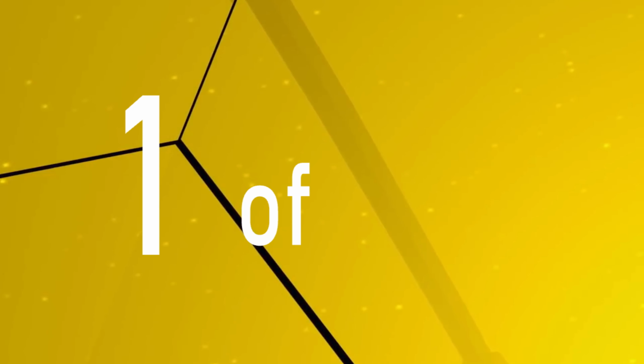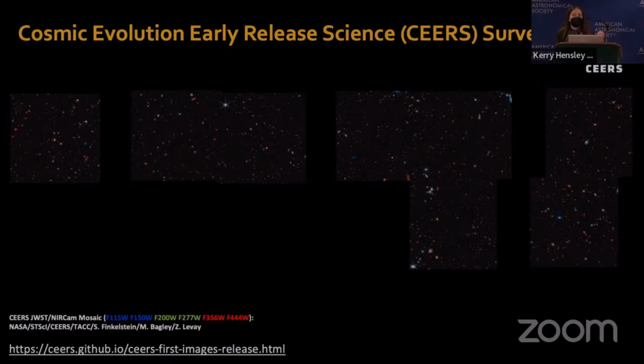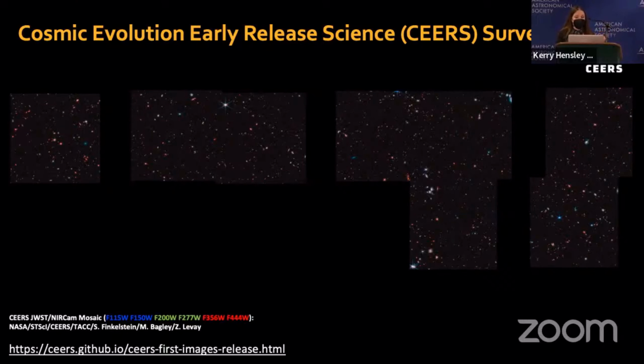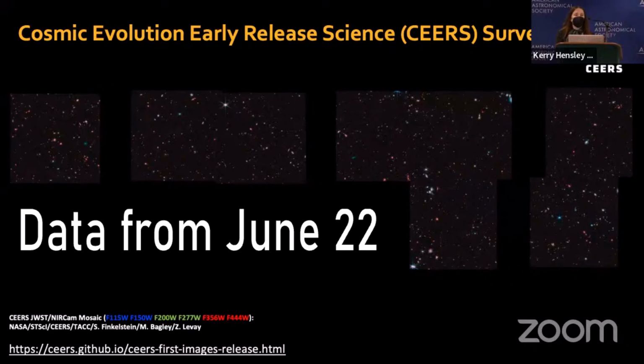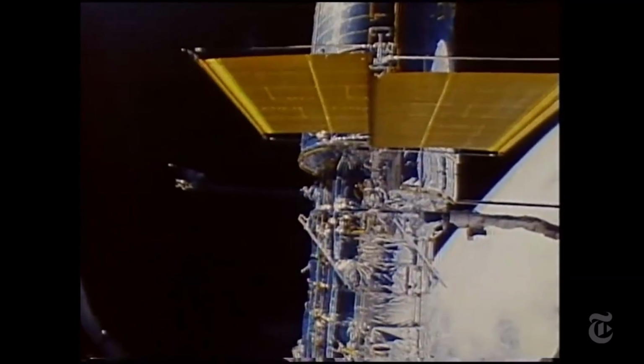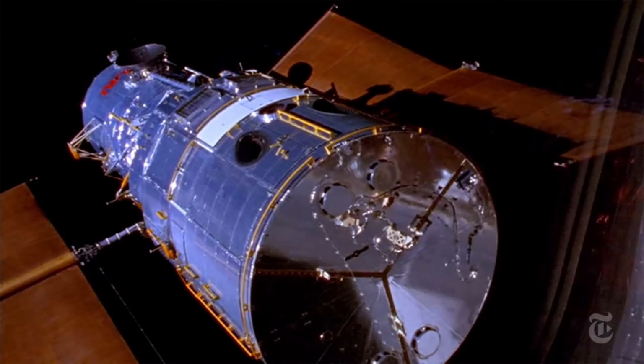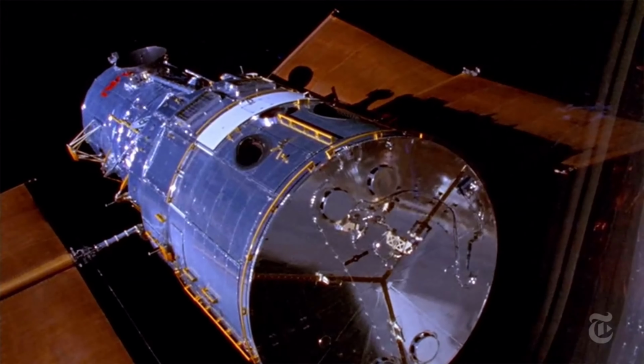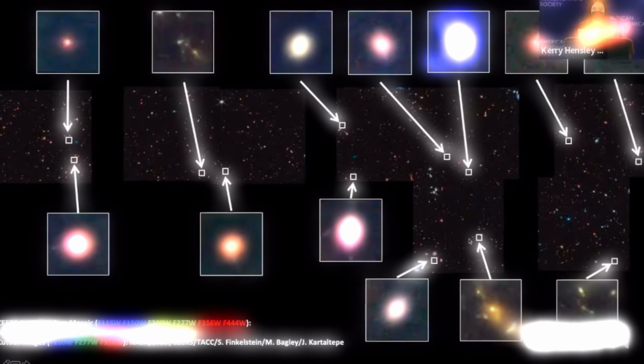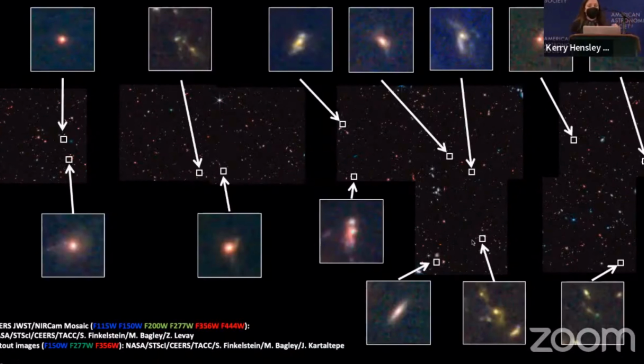SEERS is one of the 13 early release science programs that had data taken back in June of 2022. This field has been extensively studied with Hubble, so we could do a direct comparison of what galaxies look like with JWST and with Hubble. This image shows a mosaic of those first June NIRCam pointings. You can see all 4 pointings lined up here. And here is a selection of what just a few of these high redshift galaxies look like.